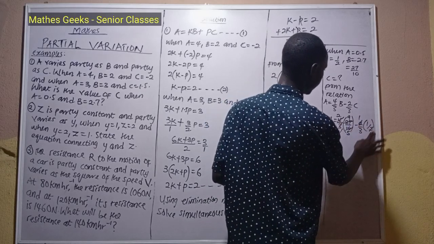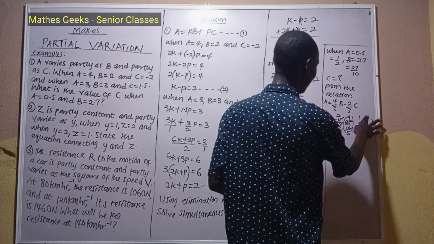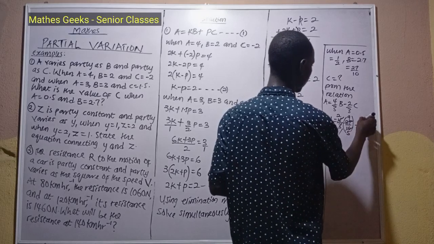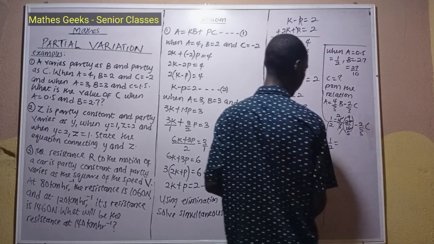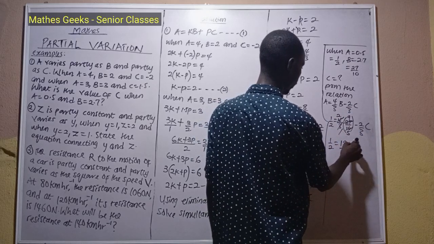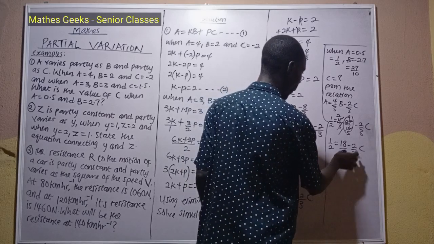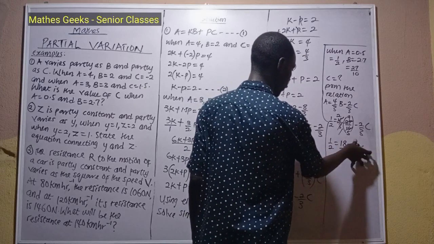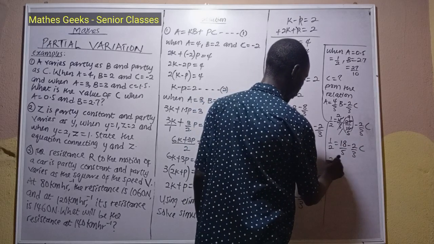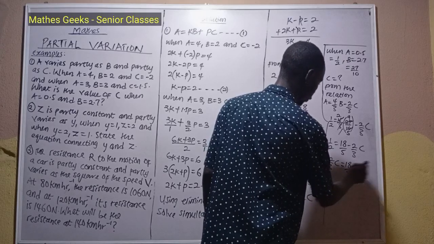and C is what we're looking for. I'm looking for C. So 1 over 2 equals 18 over 5 minus 2 over 3 C. Okay, so here 2 times 9 is 18: 18 over 5 minus 2 over 3 C. So I'll bring this part here and take this one to the side. So 2 over 3 C is 18 over 5 minus 1 over 2.